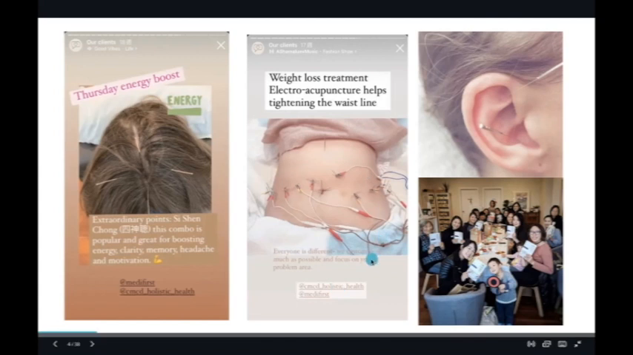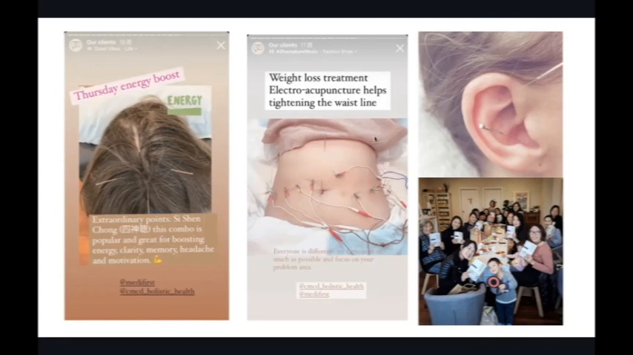And the middle section is when we are out of lockdown, I've been seeing more clients coming in with weight loss or weight management treatment. So this lady wants to have a bit of a waistline. So we use acupuncture needles to thread around her waistline and use electroacupuncture to stimulate it for 30 or 40 minutes.